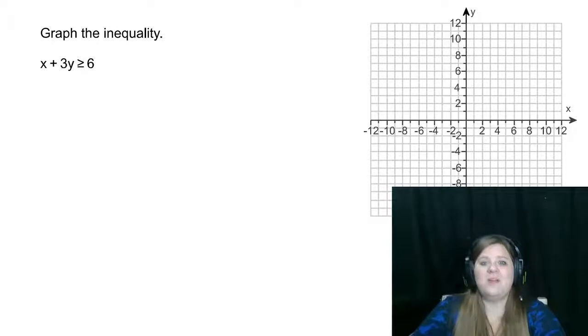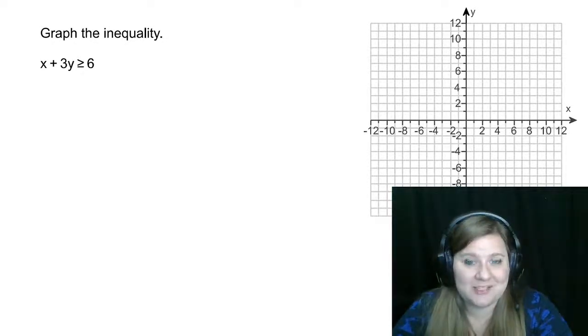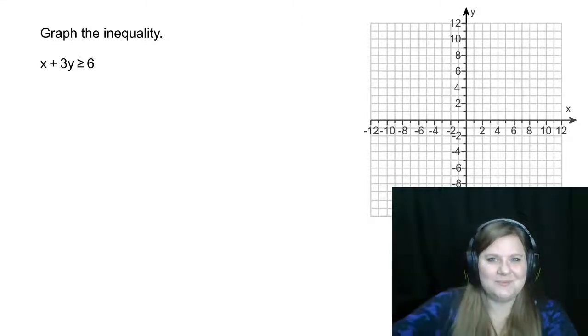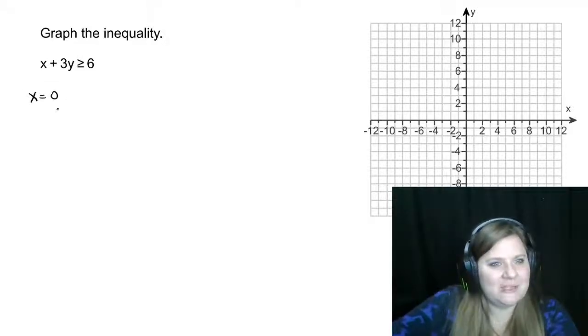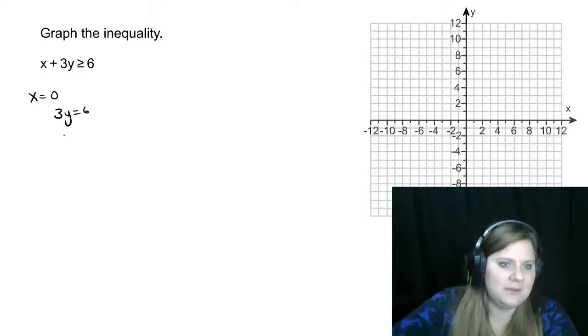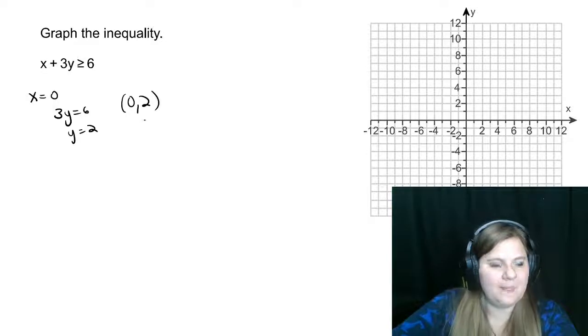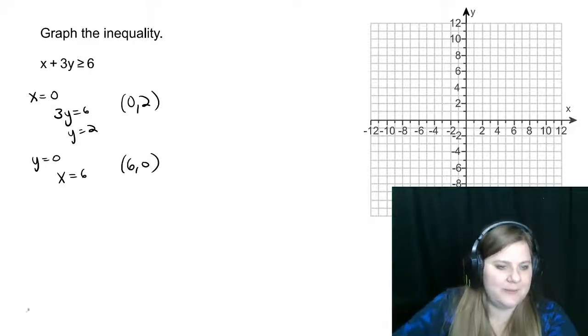Now, I want you to practice graphing just one inequality using the x and the y intercepts. Then come back here to check your answer. So when x equals 0, this becomes 3y equals 6. Again, remember you're pretending that it's equals, which is y equals 2. So you have the point (0, 2). Then when y equals 0, this became x equals 6. So that's the point (6, 0).